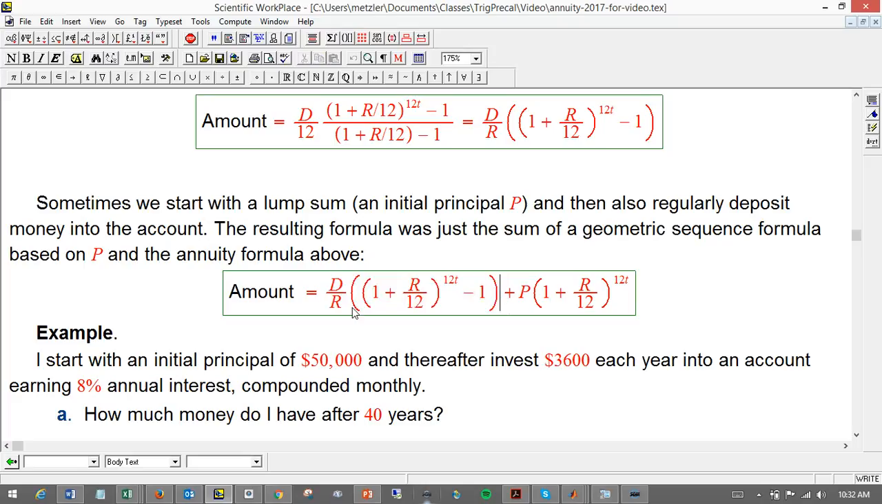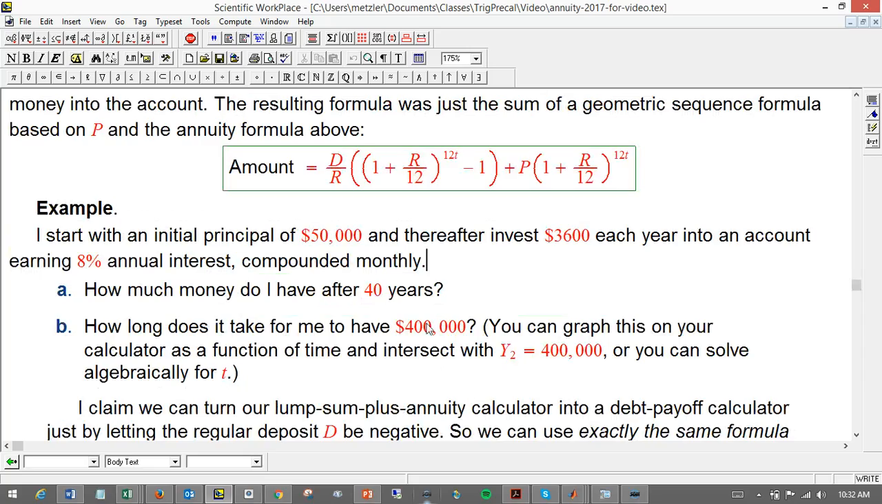You can rewrite this. You can combine the (1 plus r over 12) to the 12t's if you want. It can be nice for algebra, but I'm just going to leave it that way to emphasize the separate nature of the lump sum contribution and the annuity contribution. I want to do a quick example of that, since in some classes we didn't have a lot of time to do that.